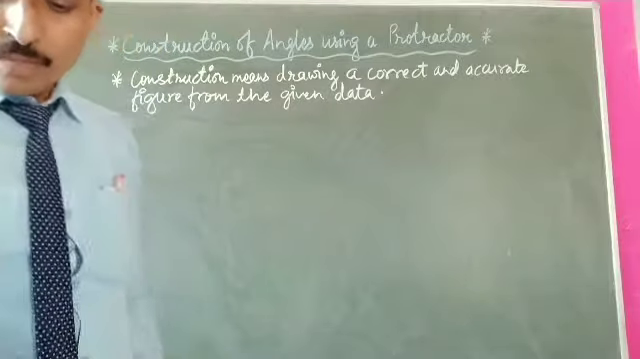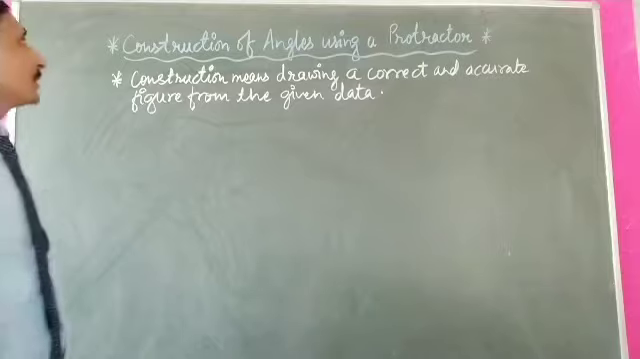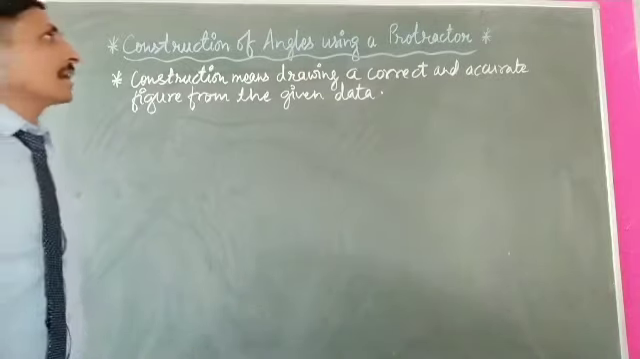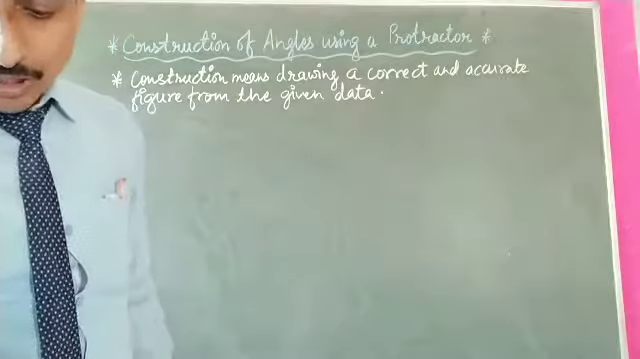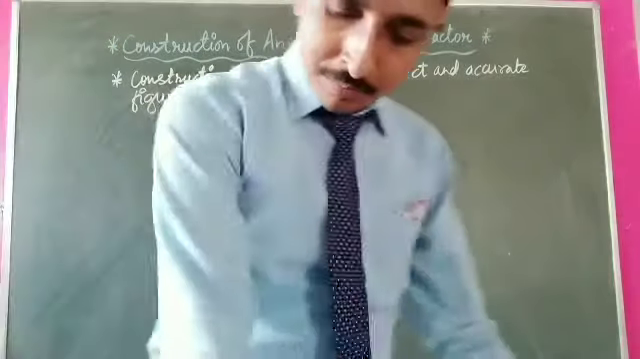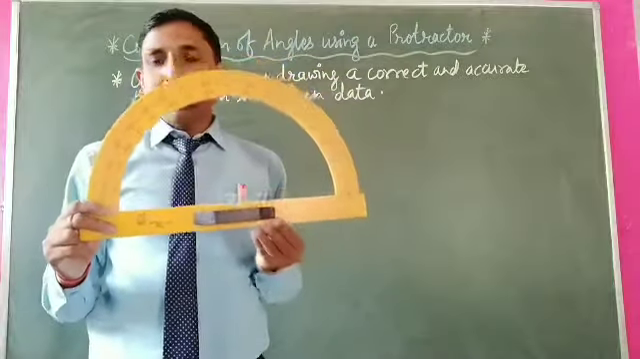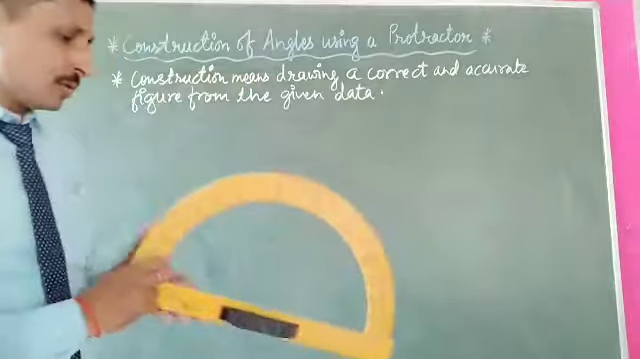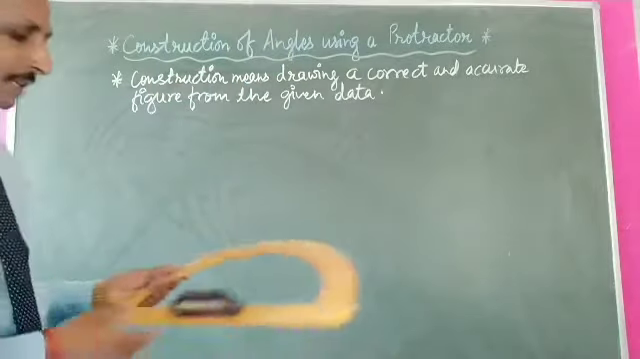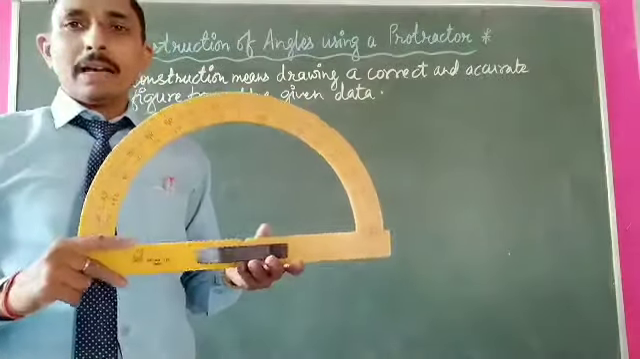So today, and this topic is taken from chapter 15, construction of angles using a protractor. How can we construct an angle using a protractor? You see, the protractor is used to measure an angle. Okay, it is also used to draw angles. So by using this protractor we can draw angles.